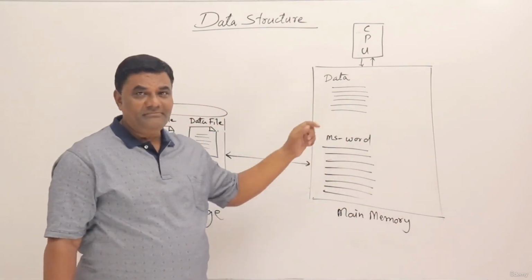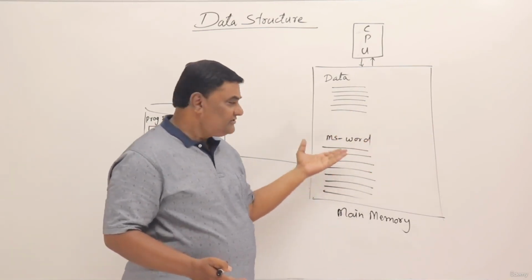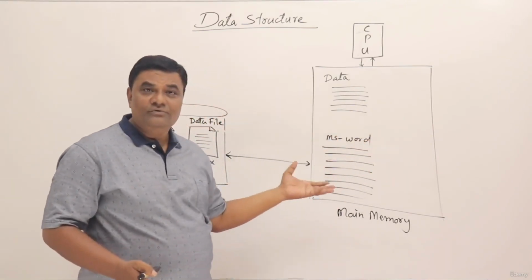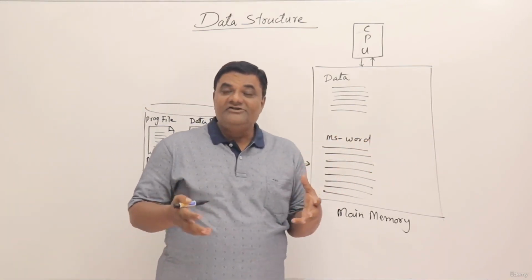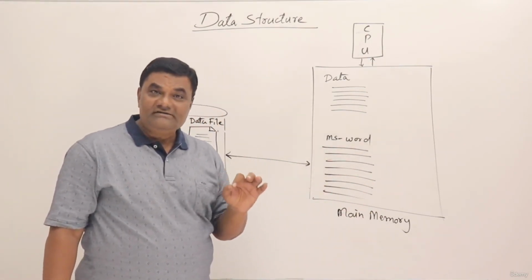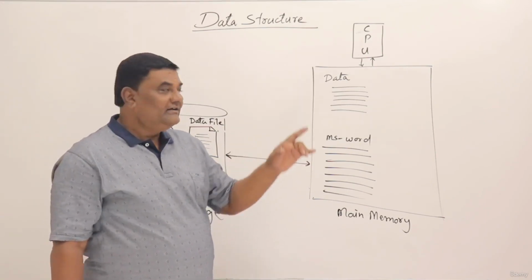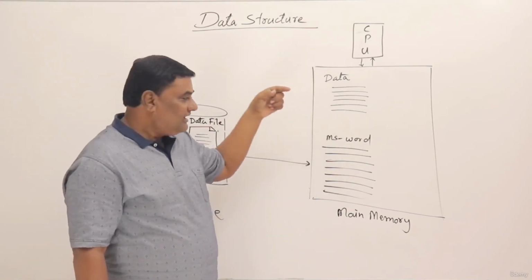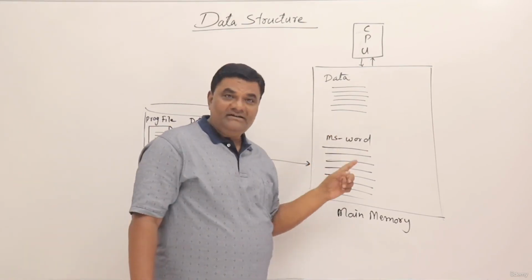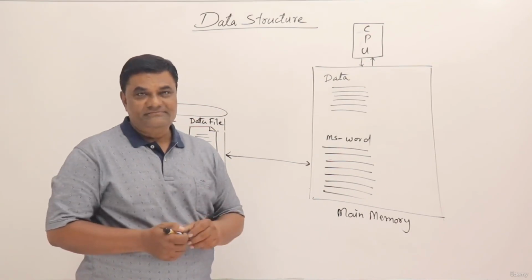and that data has to be inside main memory. How do you organize the data inside the main memory such that it can be easily used and efficiently utilized by this application program? So how do you organize the data? The arrangement or organizing of the data inside the main memory for efficient utilization by the application is called a data structure.